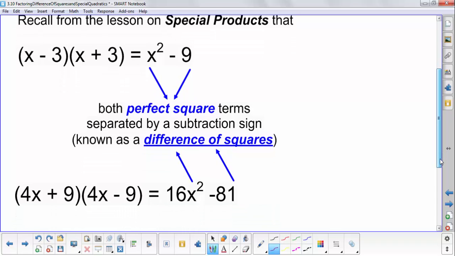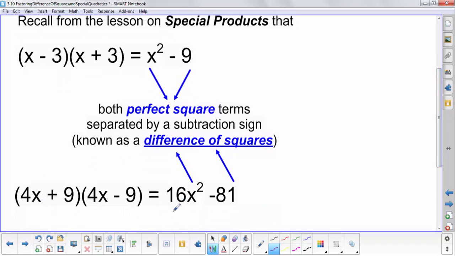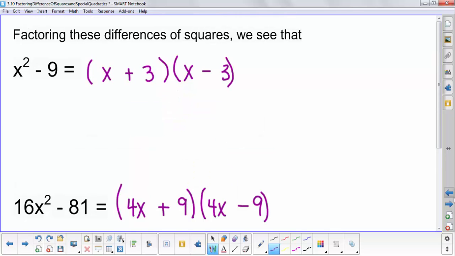Even when you're looking at this next example, you end up with 16x squared minus 81. 16 and x squared are perfect squares, as is the 81. So let's come up with a way to factor this.